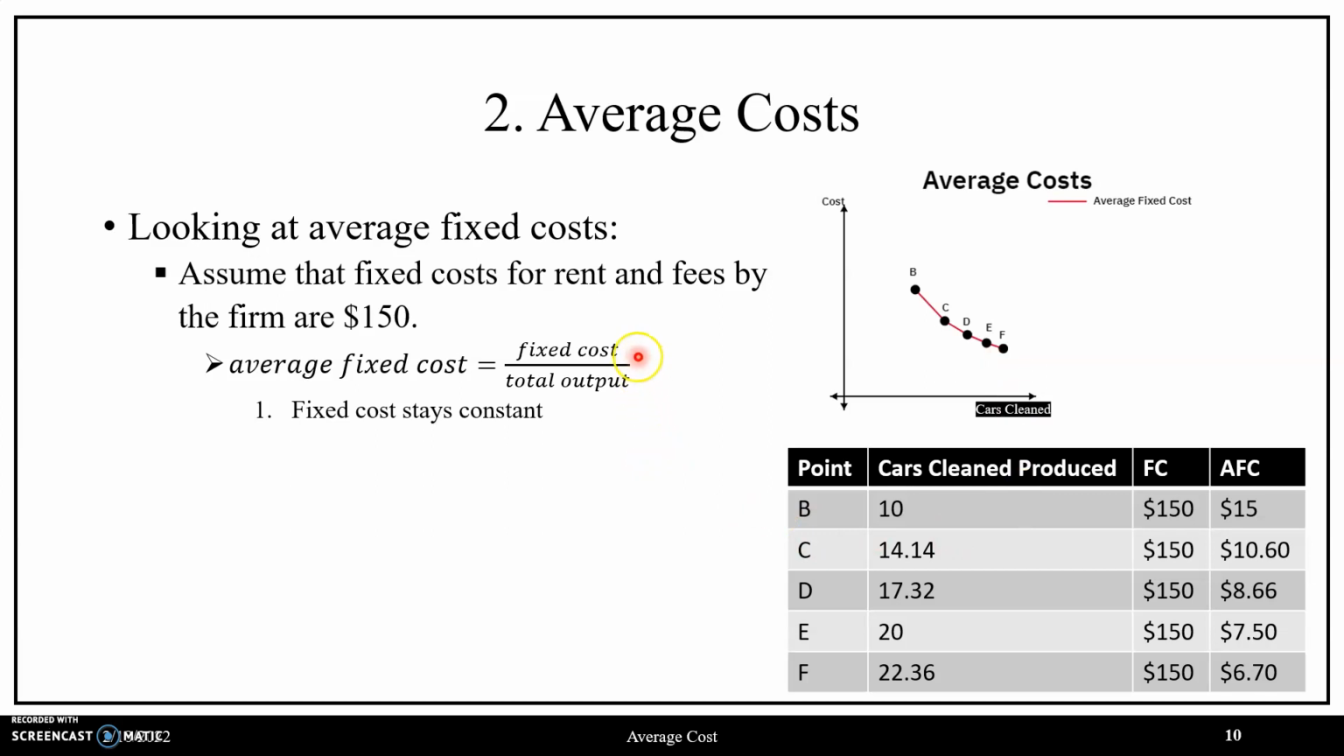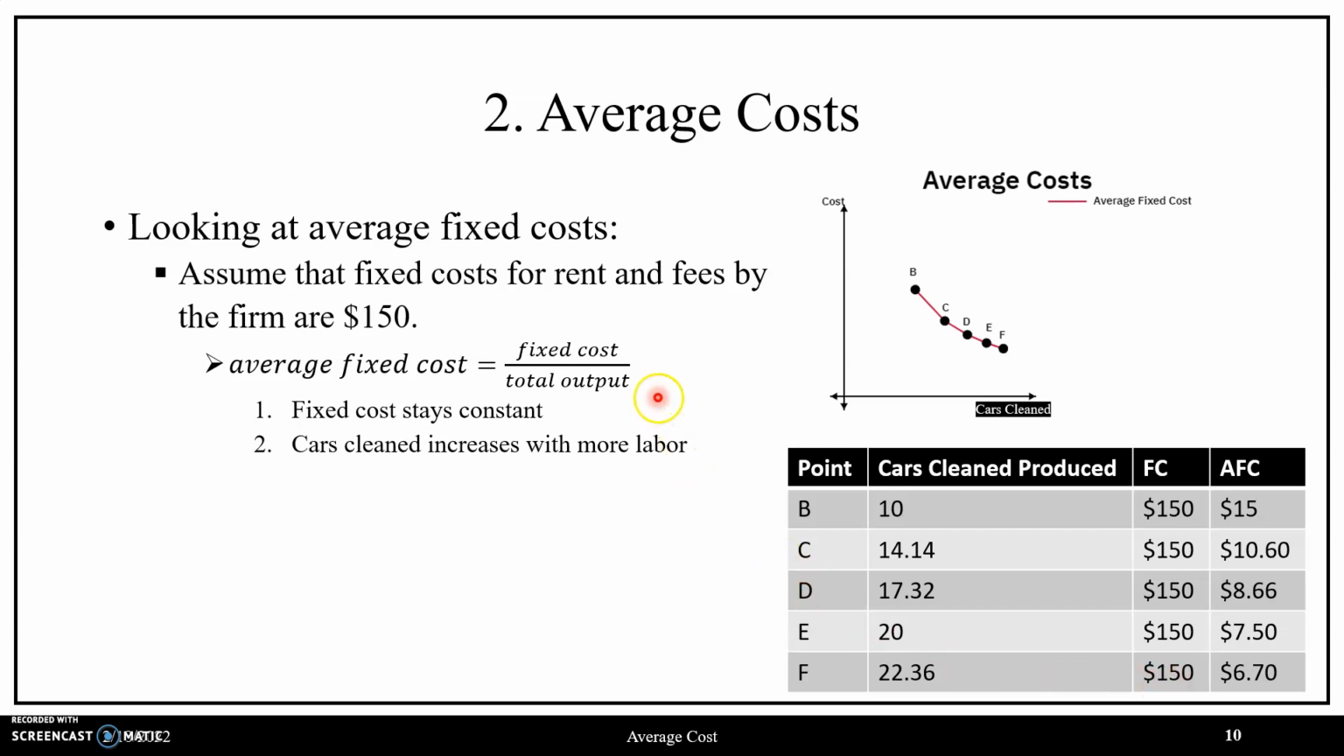The first thing that we should observe in terms of our numerator is that fixed costs stay constant throughout, which we observed in our discussion of total cost, where if we look at our table representation, we know that this firm is paying $150 for the use of the space and its cleaning equipment, and regardless of the cars that they are cleaning, they have to pay the $150 regardless, so we have a static fixed cost.